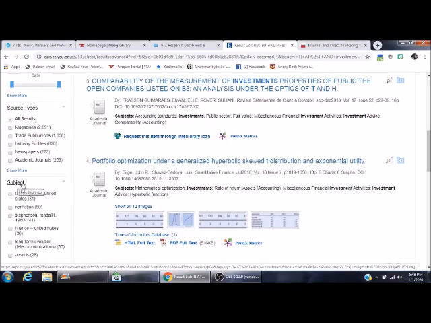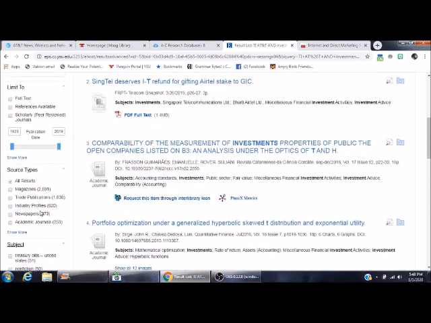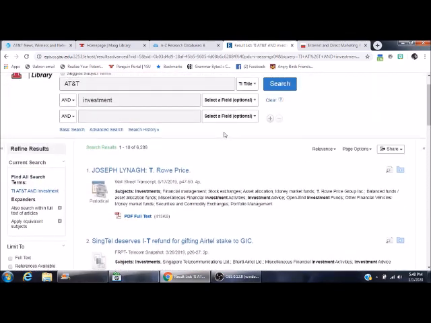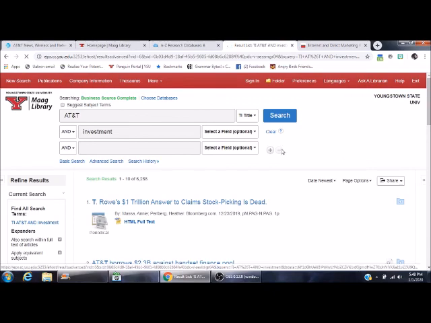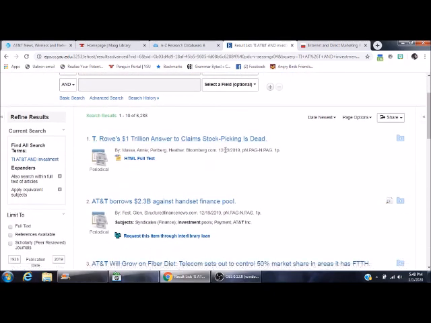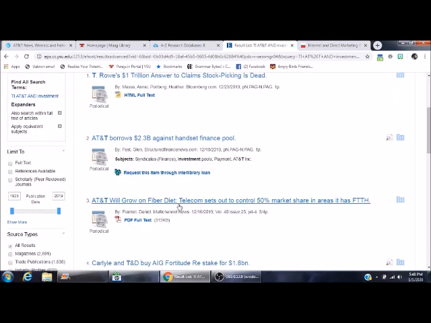Subject. Long-term evolution. Might be something there. I'm not sure. Change to relevance. Date newest. There are several newer articles which may have something. Right here. This is from December 16th. AT&T will grow on fiber diet. That strikes me as being very relevant to a discussion about AT&T's stock prices, and that's going from December 16th.